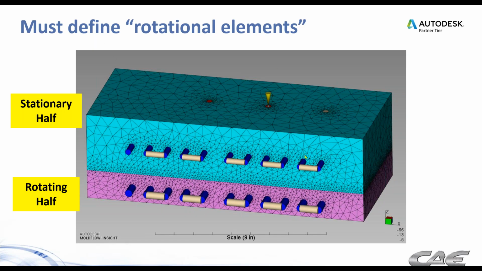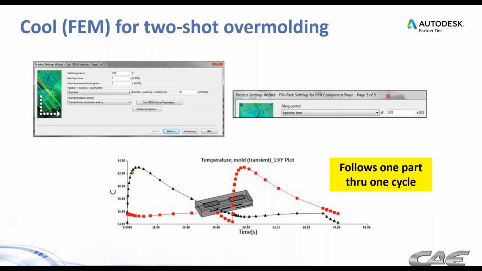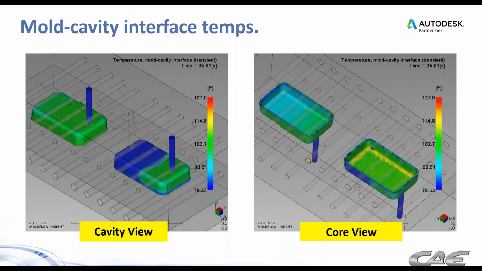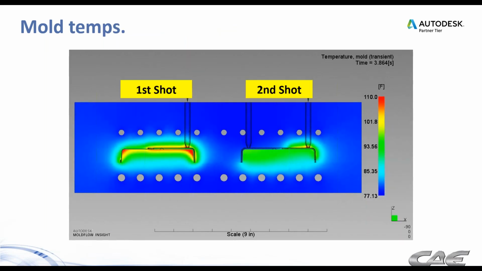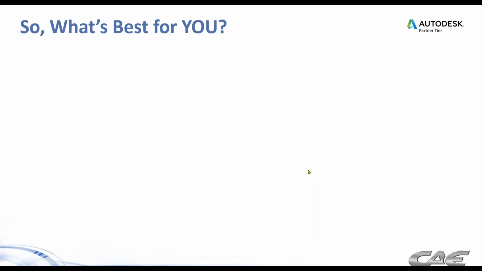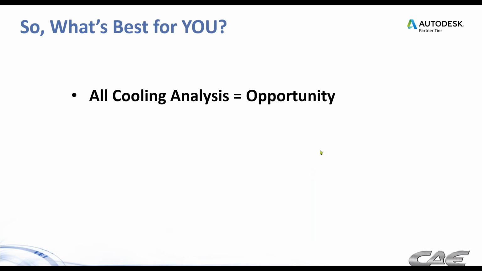We have to define what we call rotational elements in a mold flow analysis, and you can see it's tracking station 1 temperature over the 2 cycles in the black there, and then station 2 in red. Here's kind of what it looks like in an animation through a full cycle. That's kind of cool. And you can see the temperature rise in station 1 and then rise over here in station 2. So, interesting analysis. But the question is, really, what's best for you?